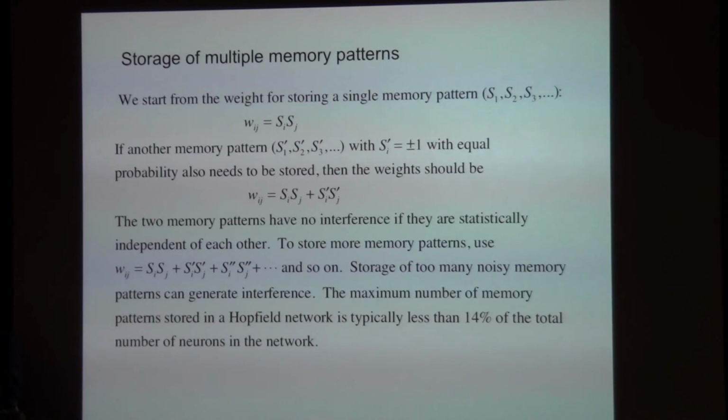So what do you need to do if I want to remember more than one memory pattern? To remember one pattern, you just take the product of the two, very easy. If I remember a second memory pattern, say I use a prime to denote the second pattern, a bunch of +1, -1, a vector, then you just add the second term to your weights, that's it.